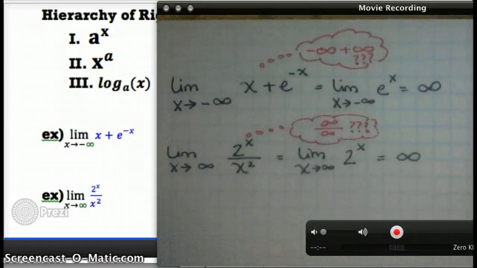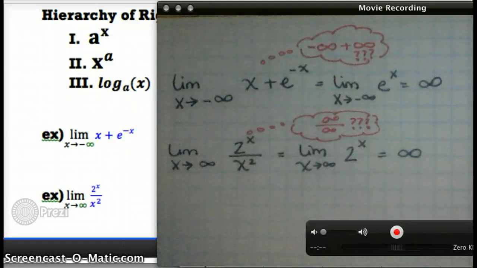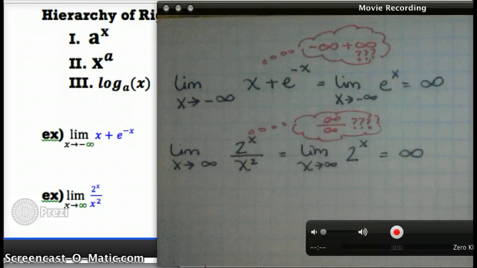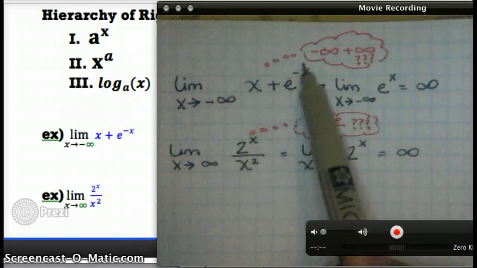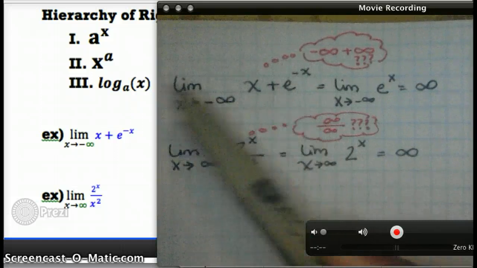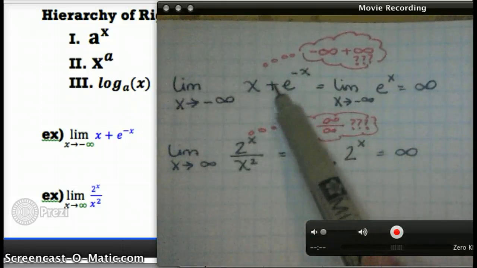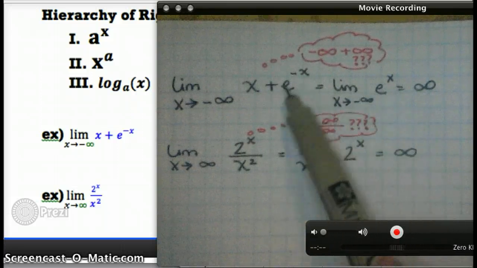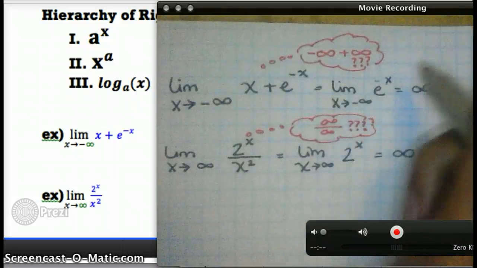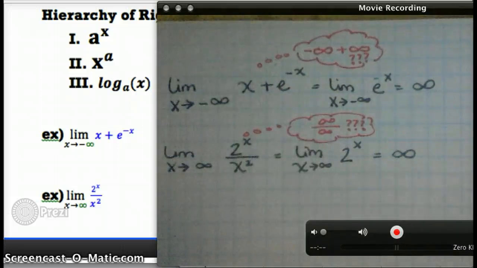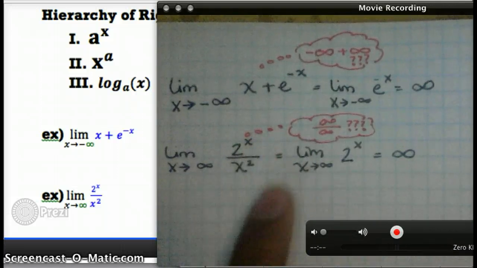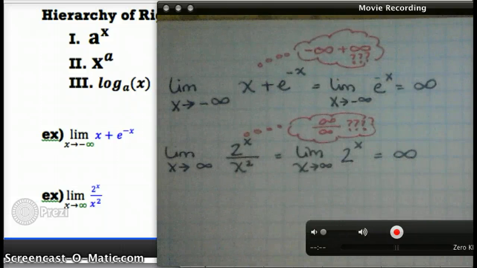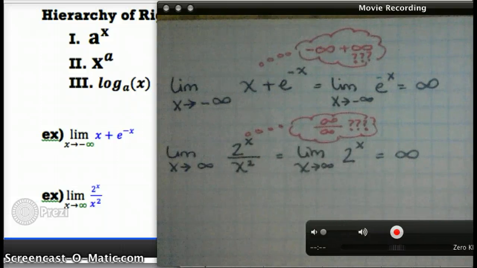So what this means for our limits is that when we evaluate a limit, we were initially confused by the whole negative infinity plus infinity, but actually if this is the more powerful function, e to the x is higher on the hierarchy, we really only need to pay attention to this one, and this is actually an end behavior model, and so the end behavior follows the more powerful function. Similarly here, the more powerful function is the exponential on top, so we really only pay attention to that to determine the end behavior. Use this idea, looking for the more powerful function, and solve some on your own.